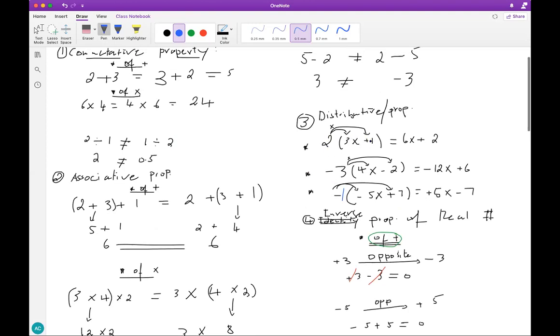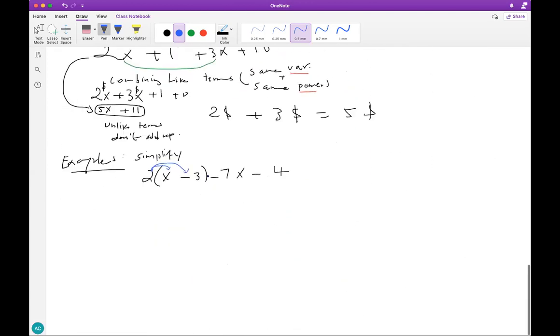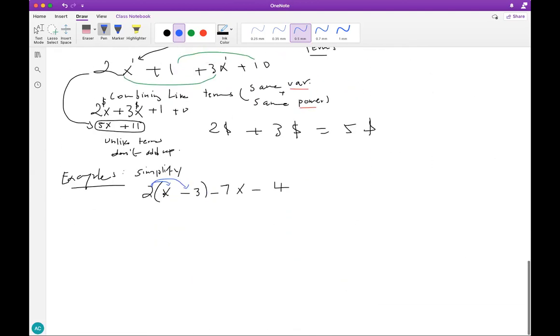So whenever we see parentheses, try to work inside of them if there's anything to combine. If you look inside here, maybe you have x's or like terms to combine. If not, then you move on to, after parentheses, we look for exponents to simplify.